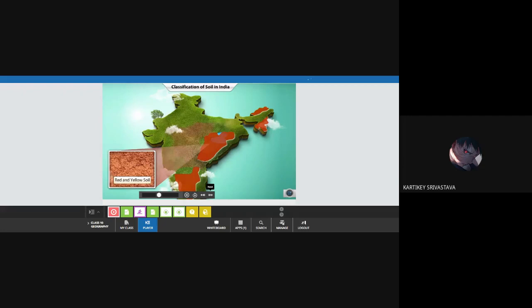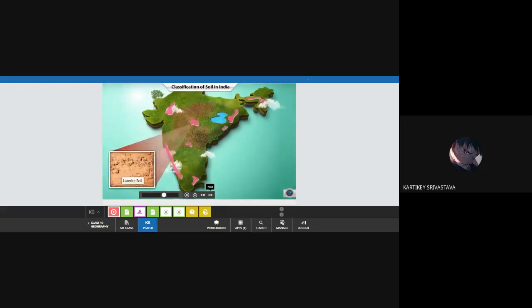Red soil develops on crystalline igneous rocks in areas of low rainfall. It looks yellow when it occurs in a hydrated form. Yellow and red soils are also found in parts of Odisha, Chhattisgarh, southern parts of the Ganga plain and along the Western Ghats. Laterite has been derived from the Latin word later, which means brick.